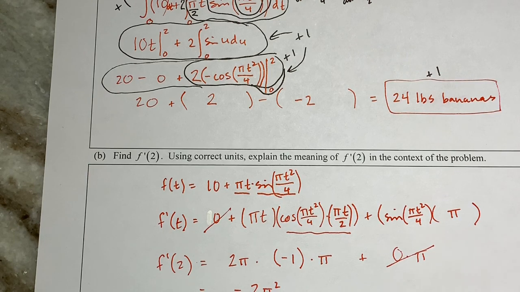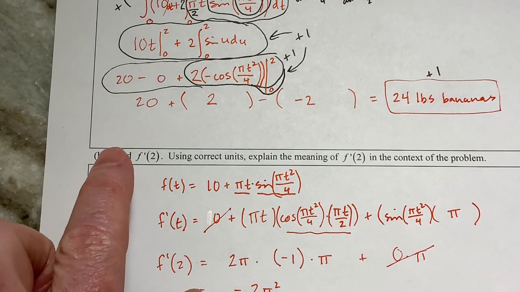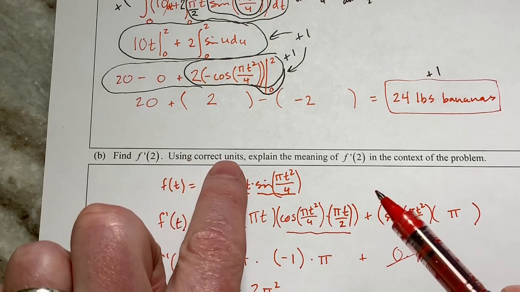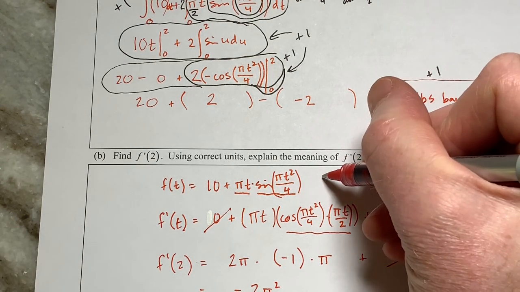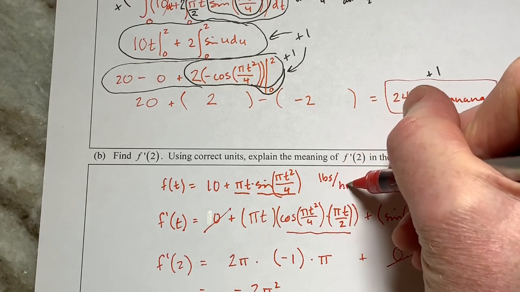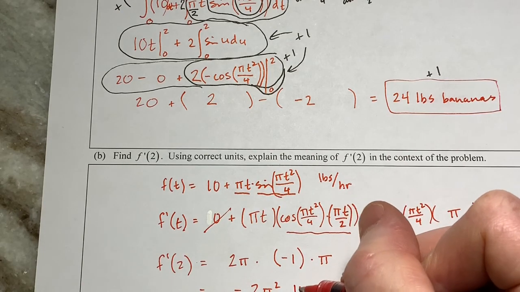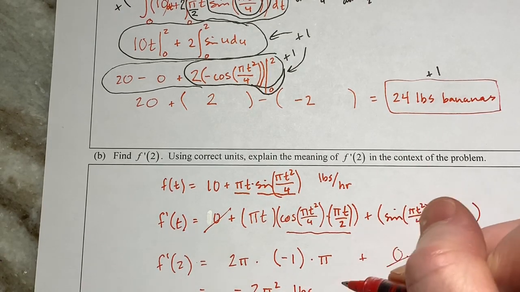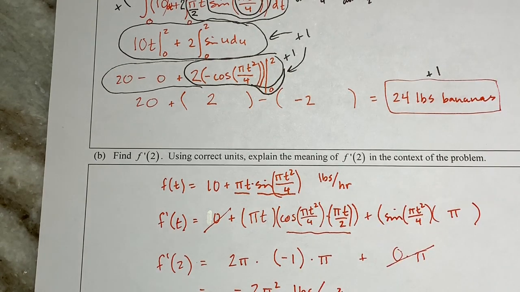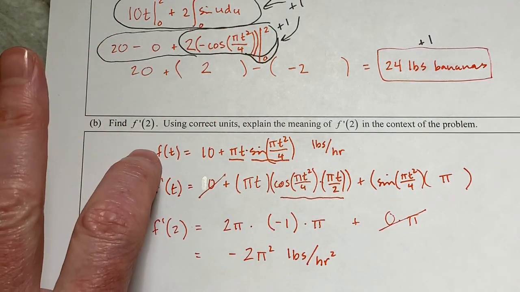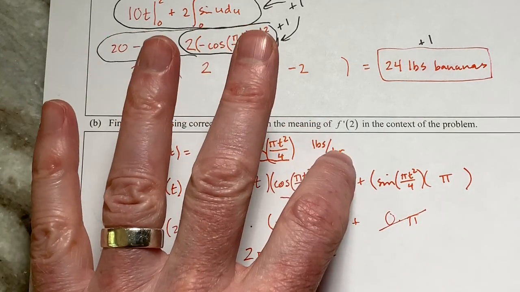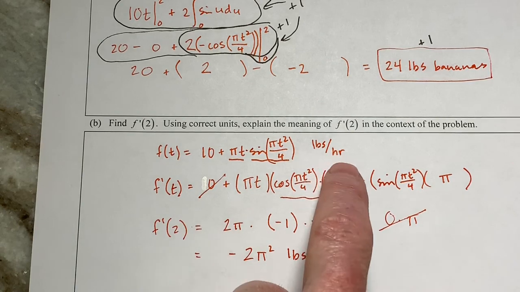If f is the rate at which bananas are removed, then the derivative of f, this is what I have to say next, using correct units, explain the meaning of that. Okay? So to explain the meaning of the derivative of f, I need to first understand what's going on here. Well, if f is defined in pounds of bananas removed per hour, then the rate of that would be pounds of bananas removed per hour per hour, or per hour squared. And the way you might remember that starting out is, you know how velocity is like meters per second, but if you took the derivative of velocity and got acceleration, it would be meters per second per second, or per second squared. So just square whatever the denominator unit is.